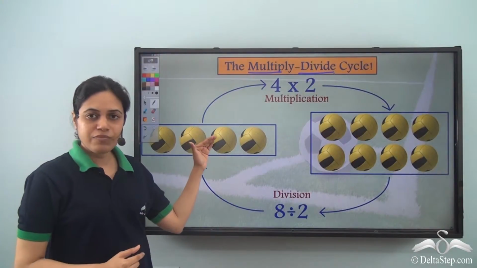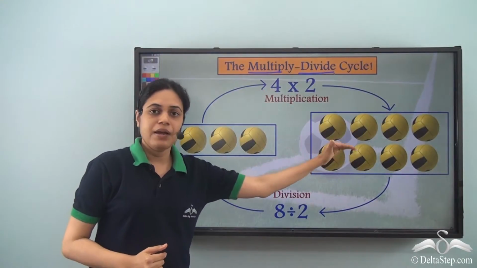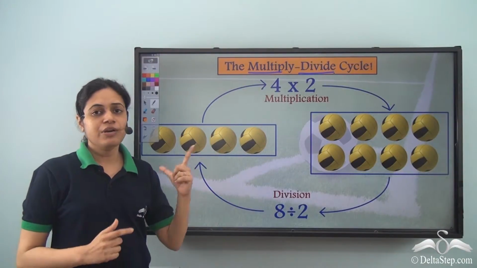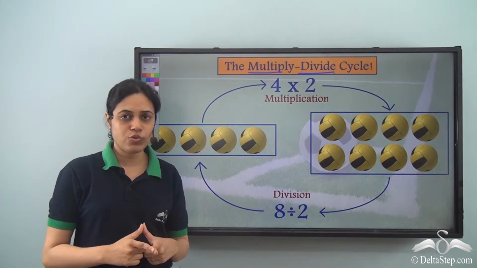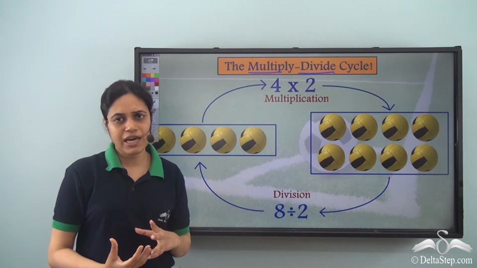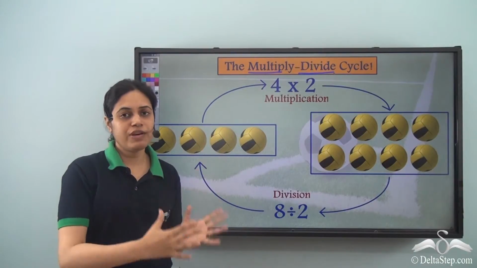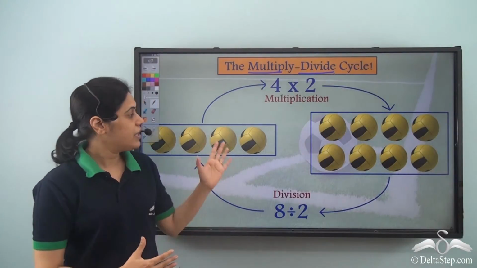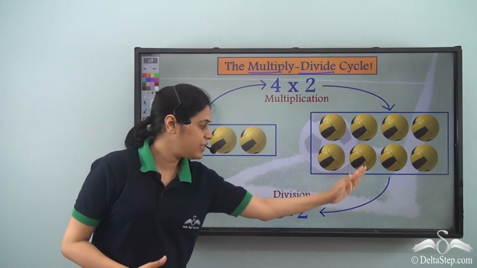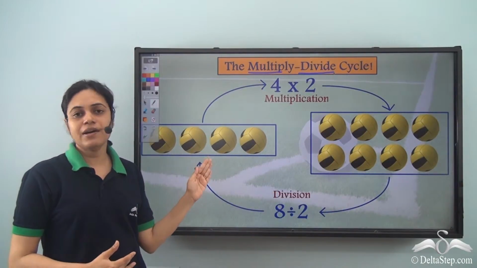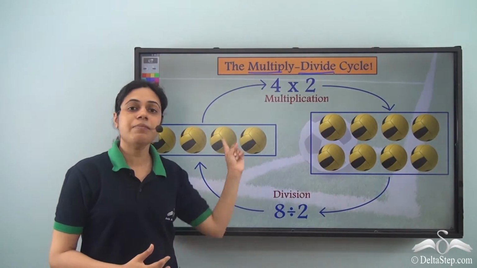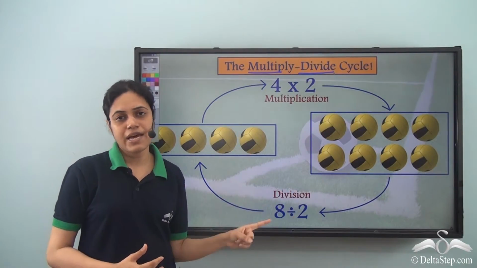So you start from somewhere, multiply. But if you divide again, you come back to where you started, which was what was happening in the story. So multiplication was building the wall, division came and broke it. So we were where we started. In this case also, multiplication is adding things, but division is bringing us to where we started from. So this is the multiply divide cycle.